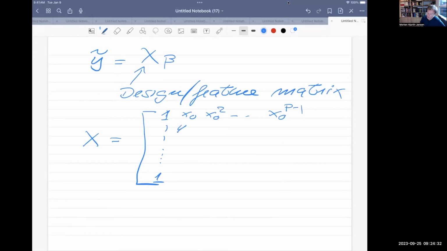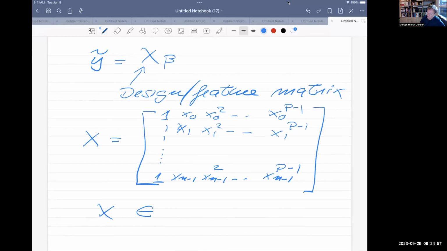I would have x1 squared to x1 to the power of p minus 1, and then I would have x of n minus 1, x of n minus 1 squared, all the way up to x of n minus 1 to the power of p minus 1. So this matrix is given in terms of a matrix of dimensionality n times p. And as I said, p doesn't need to be equal to n. It's normally much smaller than n.